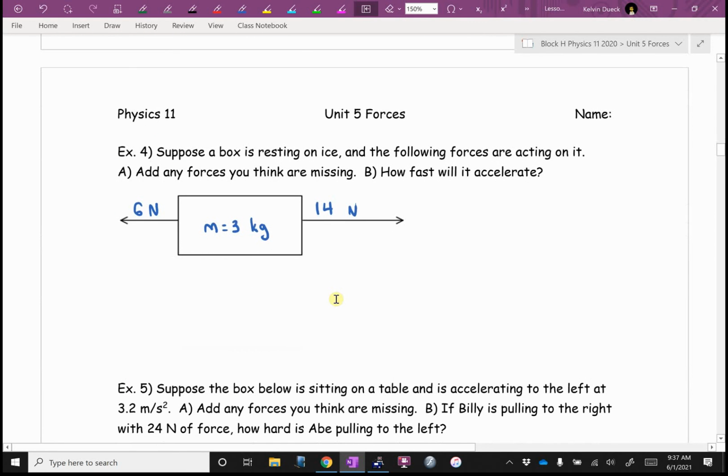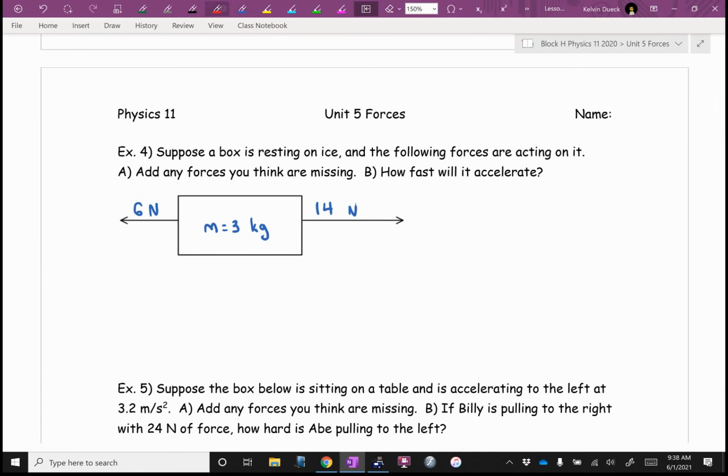Example 4. Suppose the box is resting on ice, so we can ignore friction, and the following forces are acting on it. See the picture? A says add any forces you think are missing, and then B says how fast will it accelerate. So there's the ice right there. Don't draw the ground in, just use your imagination. What are the forces acting on it? Get the obvious one. Gravity.